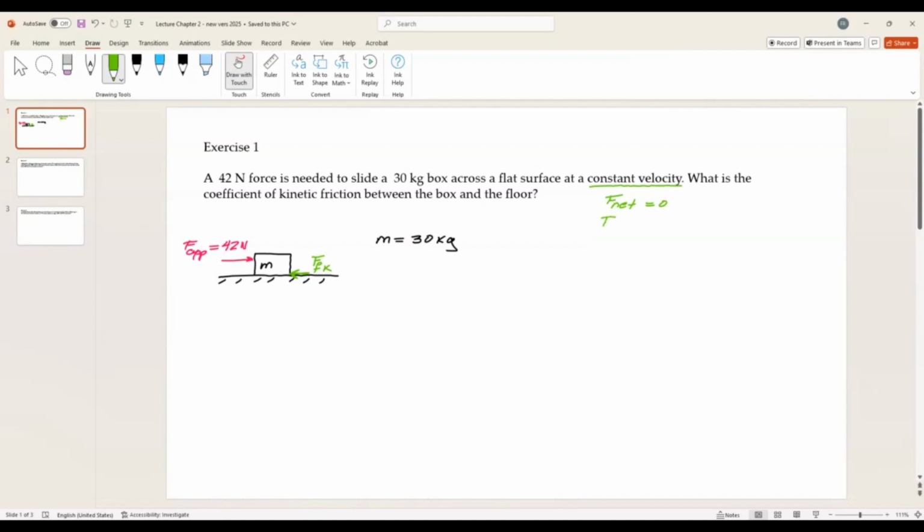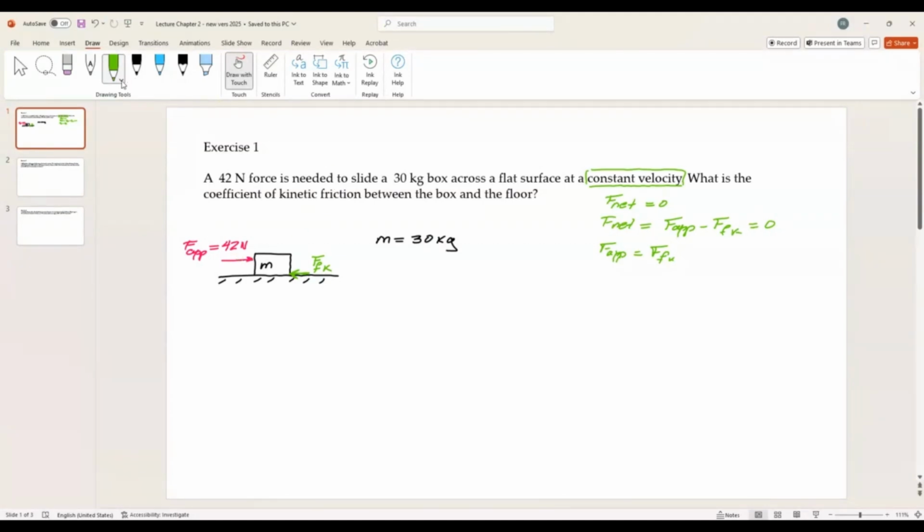And this net force is basically the force that you apply minus the force of kinetic friction, and needs to be equal to zero. So the force that is being applied needs to be equal to the force of kinetic friction, right? And all this is because we know that the box is moving with constant velocity, so there is no net force. The net force is zero. So the force of kinetic friction needs to be equal to the force that we apply.